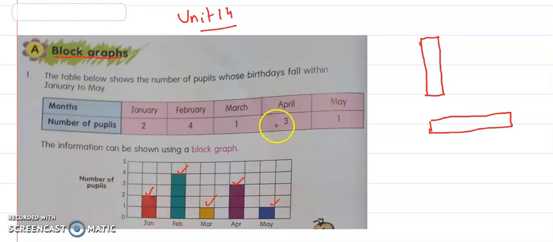In April, there were three students, so it means the height will go till number three. You can see here from here to here. This height is showing number three. So we can say there are three students whose birthday is in April. In May, there is only one student, so we will only take the height till number one. This side is the vertical one, and this is the horizontal one. Whenever we display the data, we mostly write, when we are making vertical block graphs, the names horizontally, and then their height will be in the vertical form.